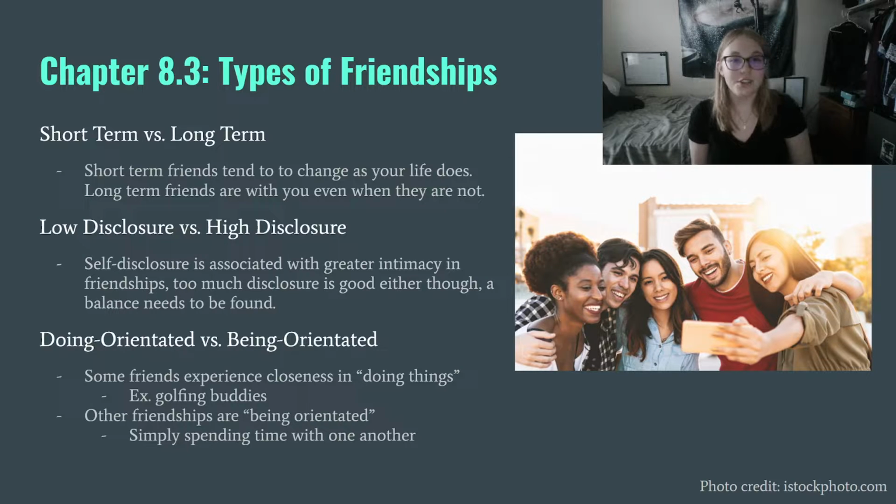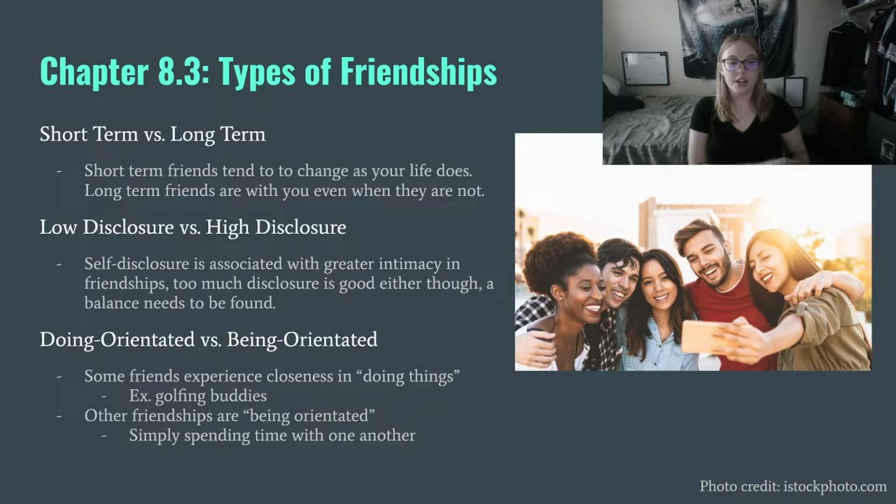And then our next friendship is low disclosure versus high disclosure. Disclosure is the amount of information that you give about yourself to the other person. This can mean how much trust you could put in this person. Low disclosure is you don't disclose very much information about yourself, and high disclosure is you disclose more information about yourself.